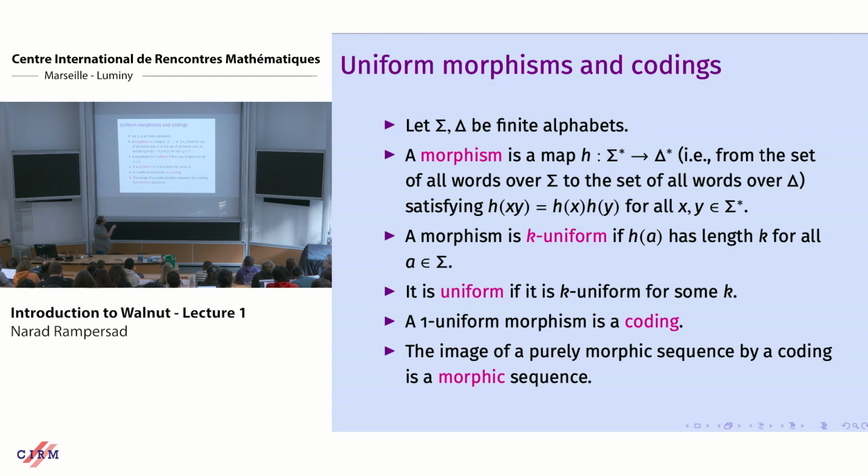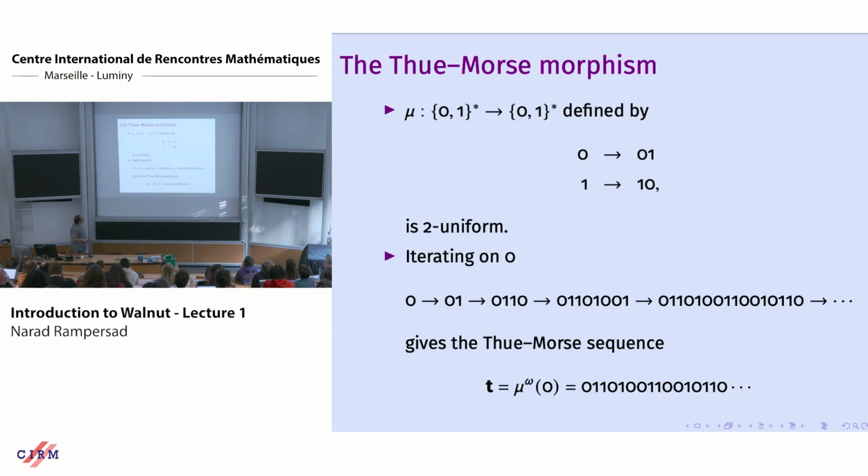And a one-uniform morphism, so a morphism that just relabels letters, is called a coding. And we're going to be looking at the class of words we can get by iterating a morphism and then possibly applying some coding. So let me give you an example. This morphism mu is a morphism from 0,1 strings to 0,1 strings. It's defined by the map that sends 0 to 0,1 and 1 to 1,0. It's 2-uniform, right? These images have length 2.